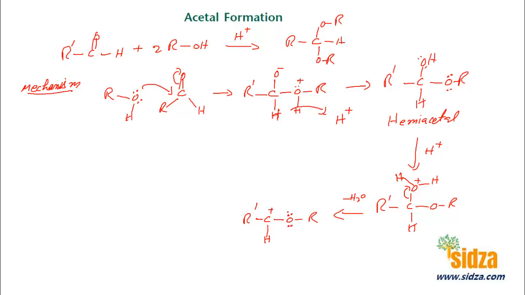Now this one can undergo resonance, and there are two resonating structures for this intermediate. A carbocation is formed first, and then this carbocation can undergo resonance because there is an oxygen with a lone pair of electrons. So now we have a positive charge on the oxygen. Basically, these are the two resonating structures of this intermediate.